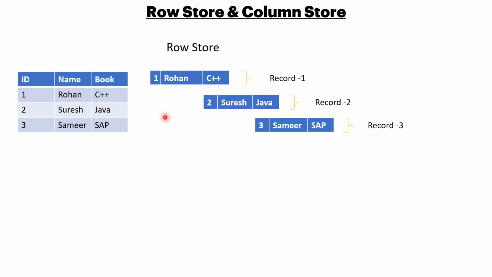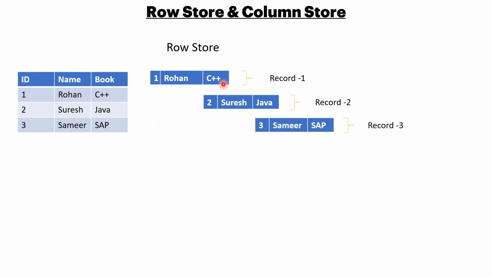Now let's throw a simple query at this particular database. The query is, I want to know how many books have been borrowed. I don't want to know who borrowed them, what is his roll number, what is his phone number, what is his gender. I don't want all that. I only want to know how many books have been borrowed from my library. So this is the query. Now let's try to parse it from this particular storage.